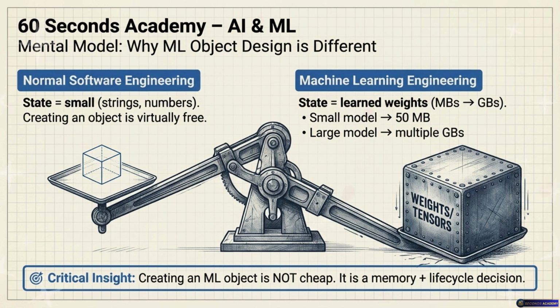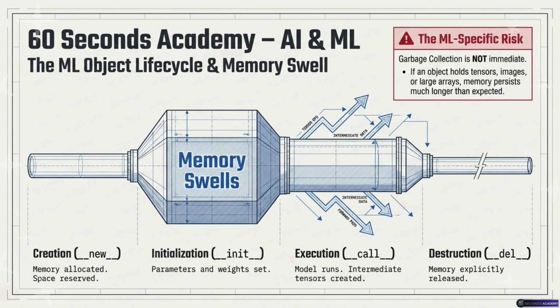And if we connect this back to the foundational knowledge we covered previously in APML 5 regarding memory constraints, you realize that bringing a multi-gigabyte object into existence requires a fundamentally different mental model. Right. Creating an ML object is absolutely not a cheap operation. It's a massive memory and lifecycle decision.